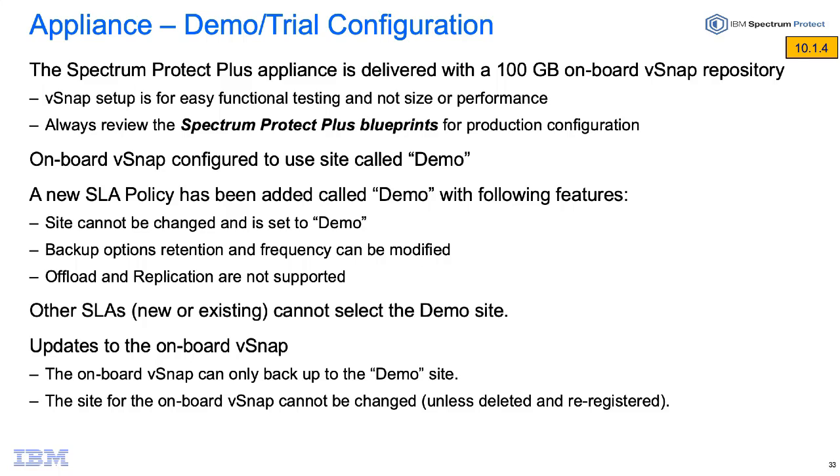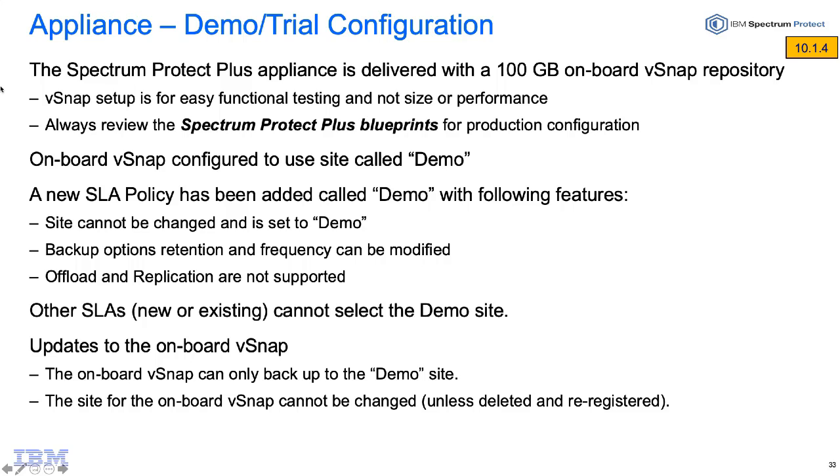Spectrum Protect Plus, for those of you who have used it, is delivered as an appliance, as you probably know. And for ease of doing a trial or a test, we have an onboard 100 gigabyte vSnap repository that is delivered with the virtual machine, either Hyper-V or VMware. Now, with that 100 gig onboard vSnap repository, as you might imagine, 100 gig is not really a tremendous amount of room to do data protection with.